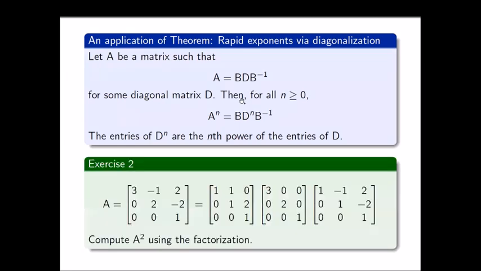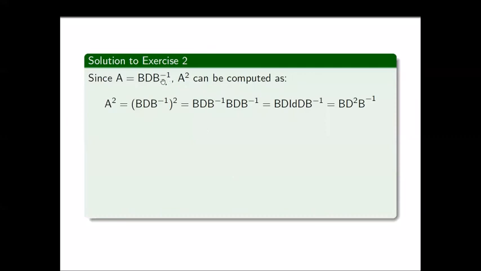So let's look at an exercise. We're given a matrix A and its diagonalization, or its factorization, into an invertible matrix P, a diagonal matrix consisting of its eigenvalues, and the inverse of P. And we have to compute A squared using this factorization. So this is what I meant. Since A is B D B inverse, A squared, which by definition is the square of B D B inverse, can be written as this. Now the middle term cancels to give you identity, and we get B times D squared B inverse.